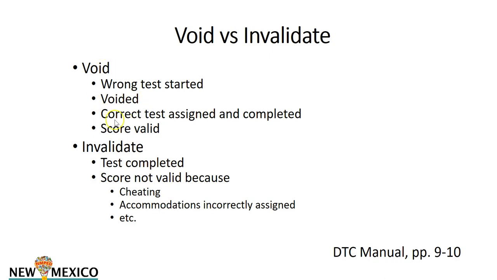So sometimes if a student starts a test with the wrong accommodation, we're going to invalidate that. Okay, we're not going to void it. We want to just invalidate it and assign them the correct test. We're not going to get lost in the weeds here because when we submit that, the state will tell us which one we need to do.